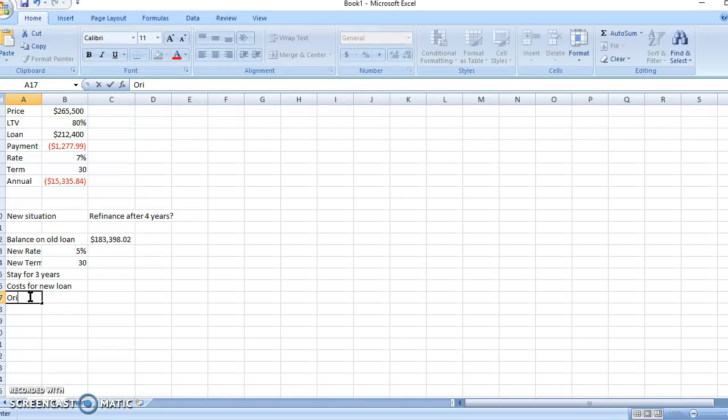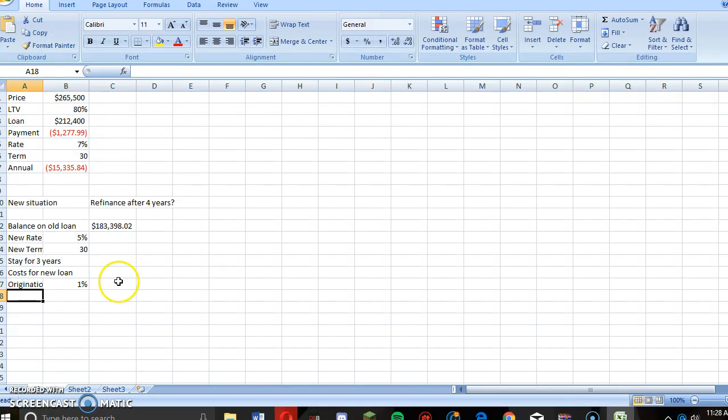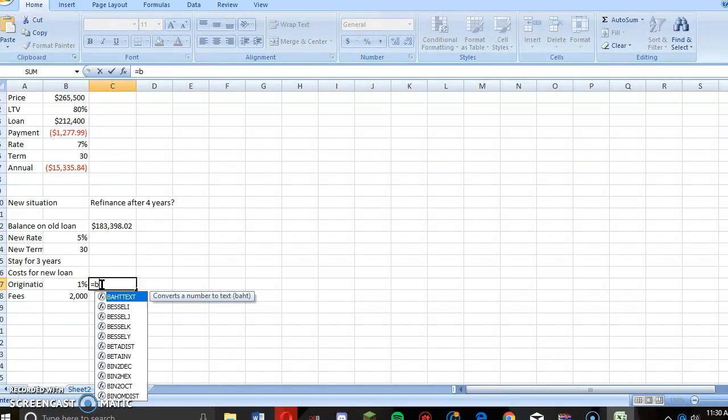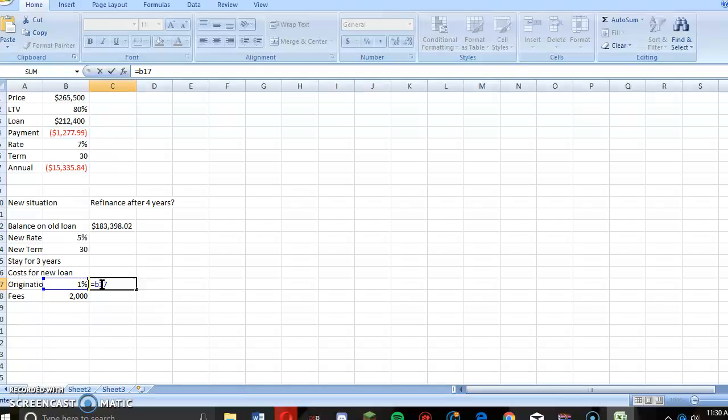So we have the origination, which is 1%. And then we also want to include the fees, and our fees are going to be with the appraisal and everything. It's going to be $2,000. Okay, and now we want to figure out the origination with the 1%, and it's going to be the 1% multiplied by the balance on the old loan.